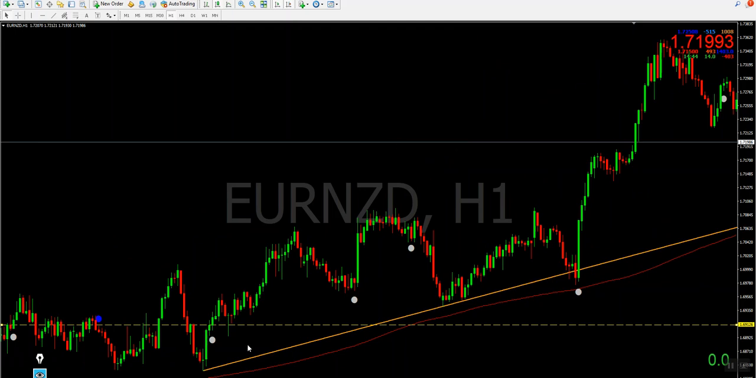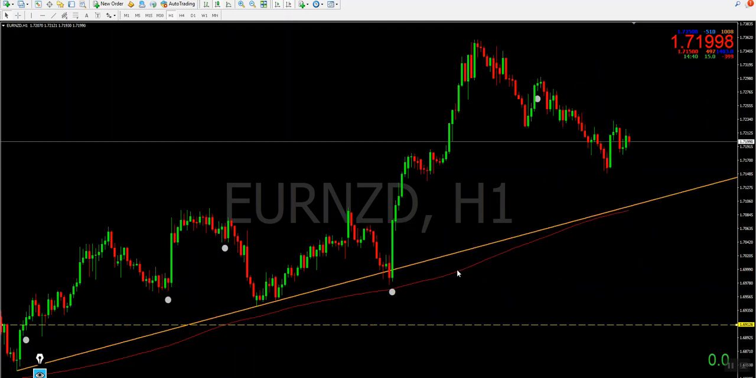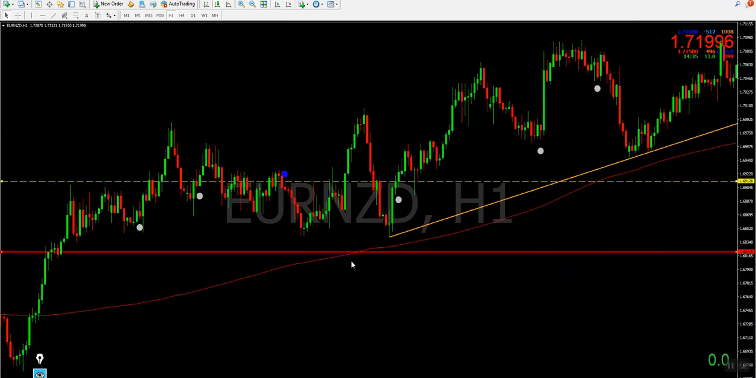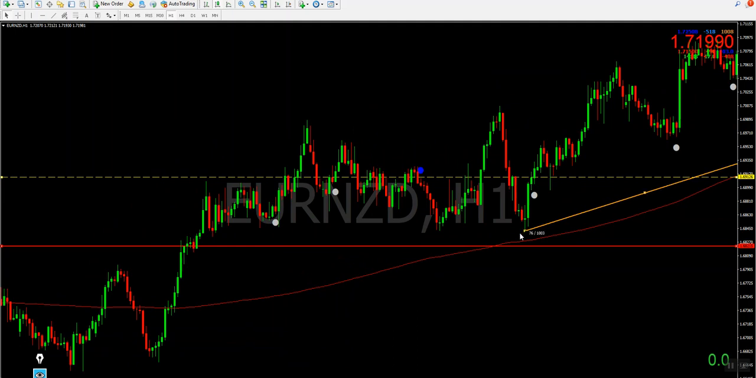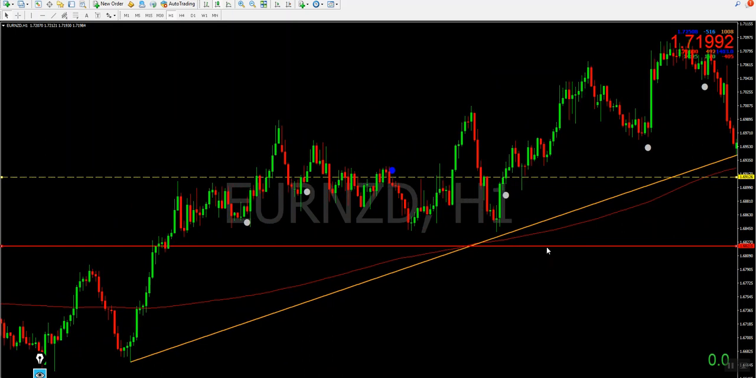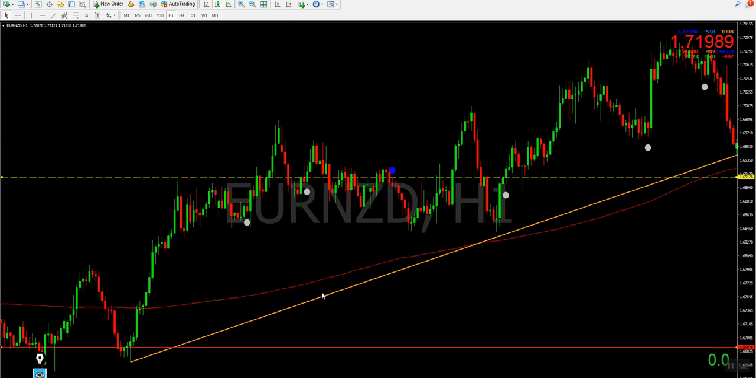Okay, so this is an example of a long trade. Let's see if we can find a sell trade. Okay, let's just do this. Let's extend this. Let's say we had seen the chart here, when the price was here. The price is above the moving average. It's also above the trend line. You want to be buying only.